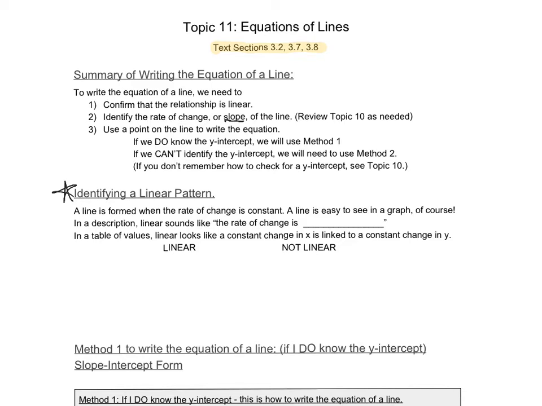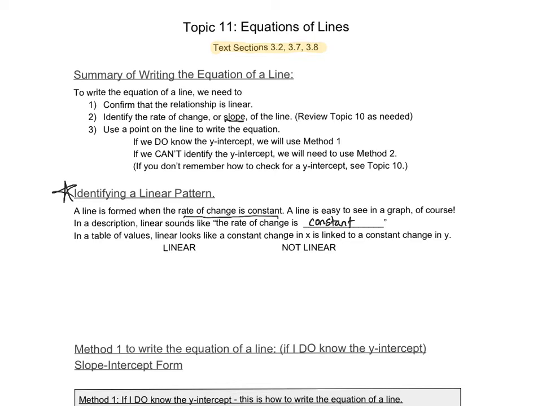So let's start by talking about how we can confirm the relationship is linear. In other words, identify that it's a linear pattern. So a line is formed when the rate of change is constant. Now in a graph, it's easy to see if something makes a line. It just looks like when you connect the dots, you get a line. In a description, like in an example of a problem, a linear pattern sounds like something where the rate of change is constant. So for example, the price per pound is always the same, or the miles per hour is always the same, or whatever your rate of change is described as always being the same or constant.